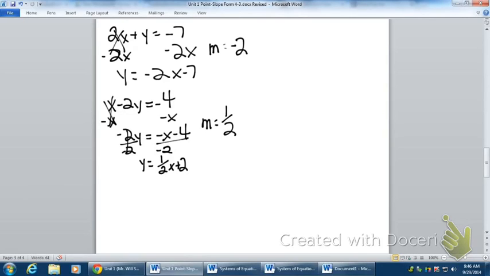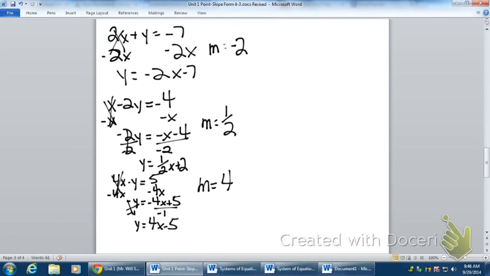So then my third one, it's going to be 4x minus y is equal to 5. So I'm going to subtract 4x from both sides. Remember, you need to change this negative. Oh, yeah, divide both sides by negative 1. That gives me a positive 4x, and a negative 5. So my slope for my third one is equal to 4.